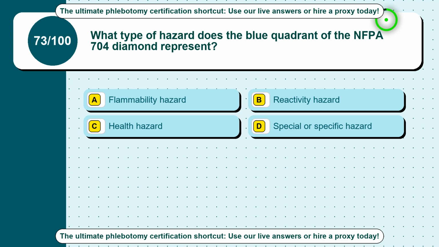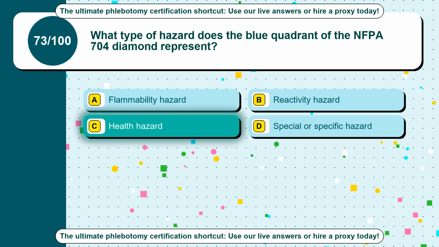Question 73. What type of hazard does the blue quadrant of the NFPA 704 diamond represent? Option A, flammability hazard. Option B, reactivity hazard. Option C, health hazard. Option D, special or specific hazard. The correct answer is option C, health hazard.